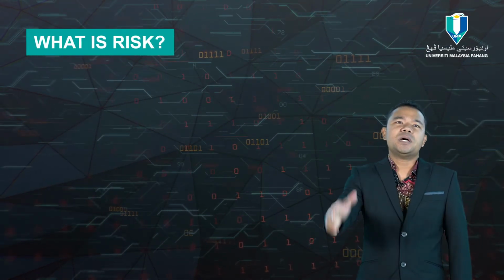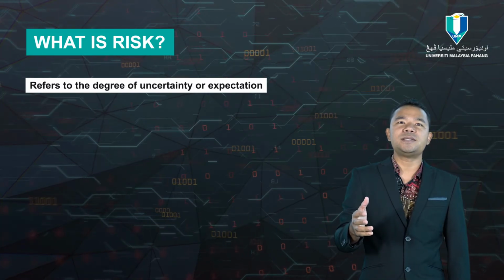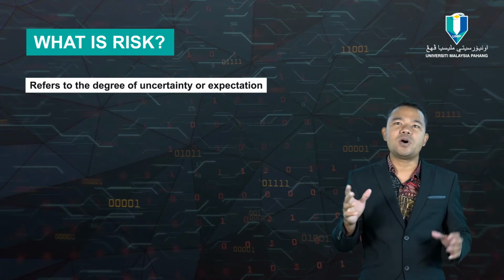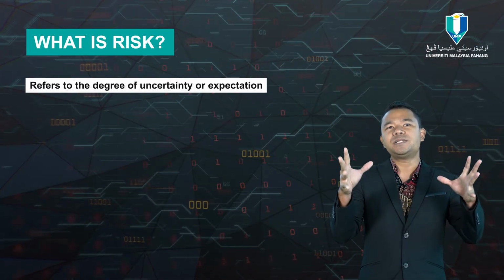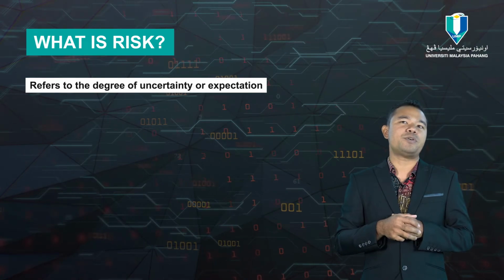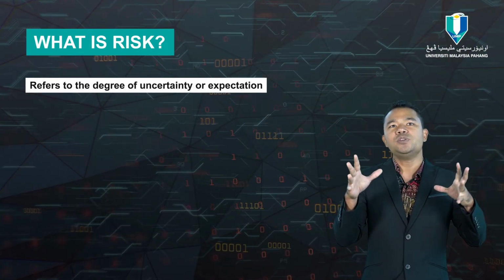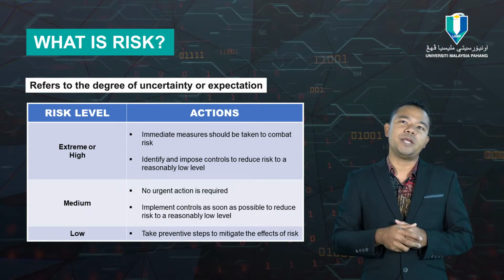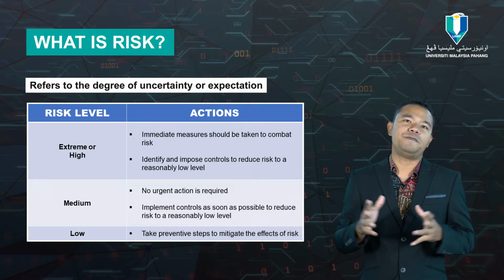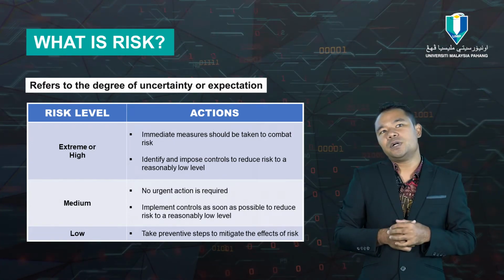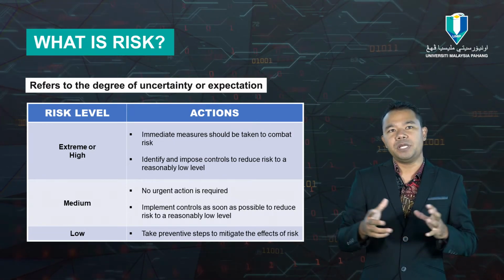What is a risk? A risk refers to a degree of uncertainty or expectation that an adverse event may cause damage to the system. Risks are categorized into different levels according to their estimated impact on the system. A risk matrix is used to scale risk by considering probability, likelihood, and consequence or impact of the risk. There are several risk levels. Under risk level, we have extreme or high, medium, and low.